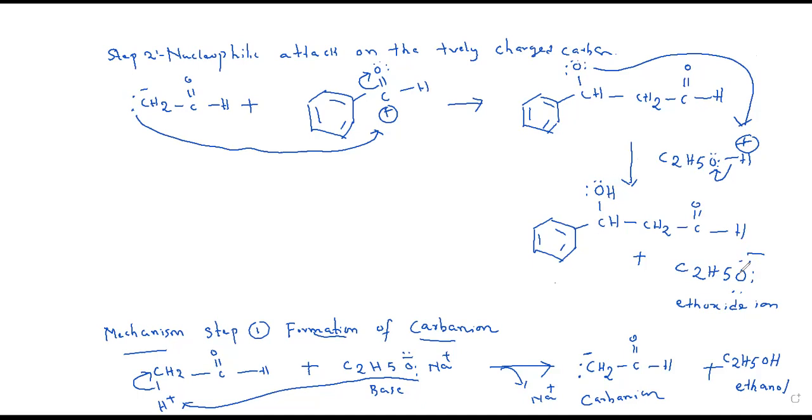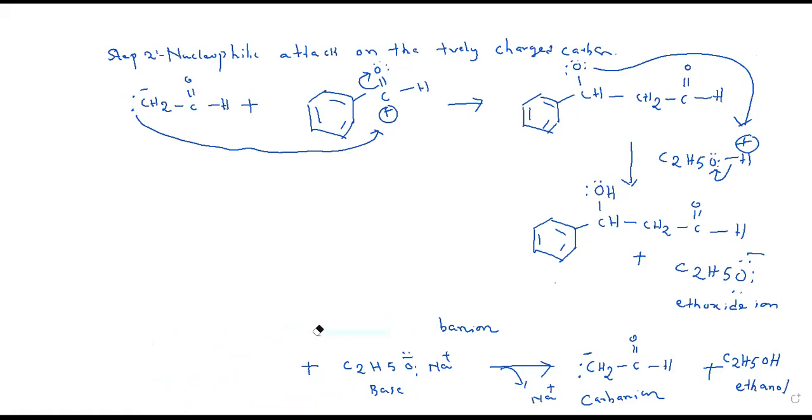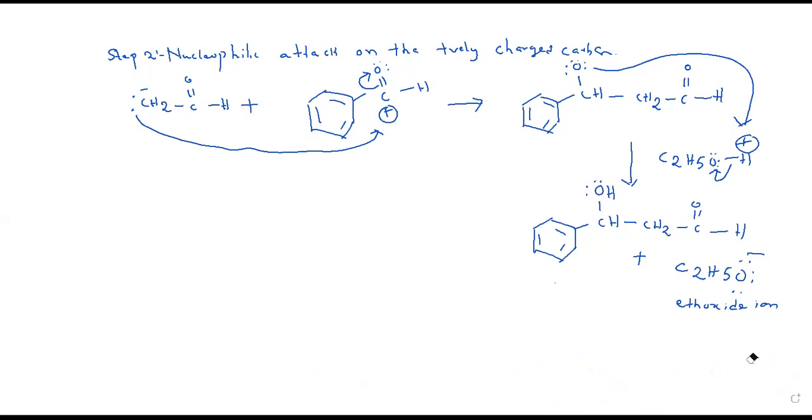Okay, next, coming to step number 3, the last step involved in the Claisen-Schmidt reaction. I think so far it is clear, right? So we'll go for step number 3 here. So step number 3 is dehydration, followed by formation of cinnamaldehyde.